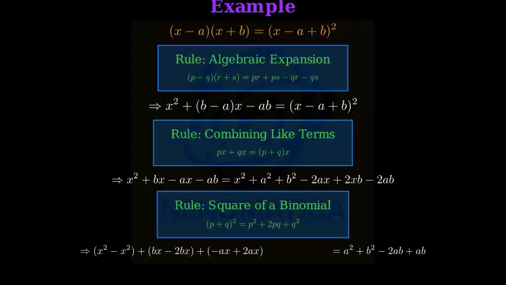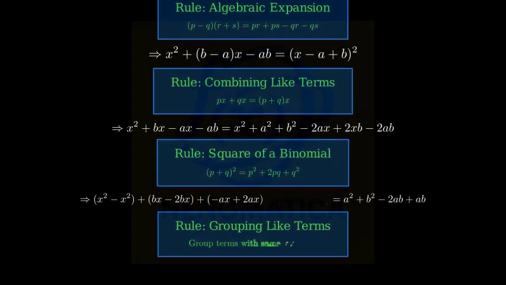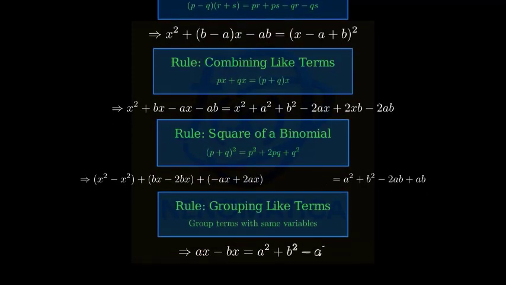Now we'll group the like terms on both sides of the equation. We can organize this as x squared minus x squared, plus bx minus 2bx, plus negative ax plus 2ax, plus negative ab plus 2ab equals a squared plus b squared minus 2ab plus ab.